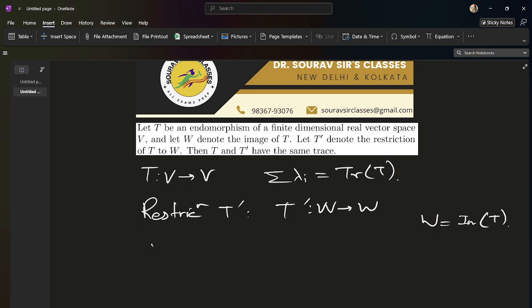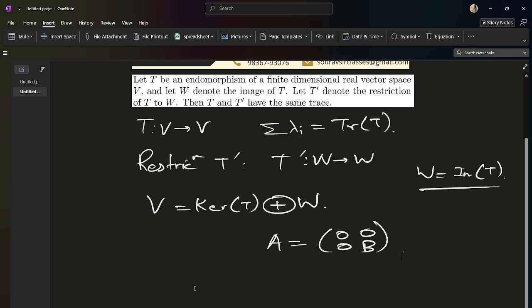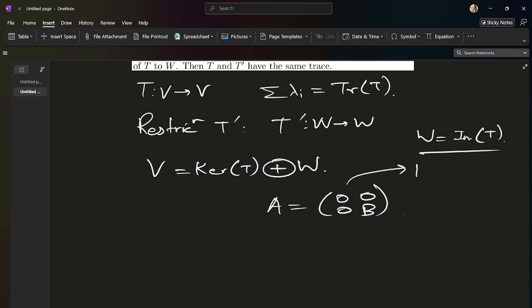The space V can be decomposed as the direct sum of the kernel of T and W, where W is the image of T. The matrix representation of T with respect to a basis aligned with this decomposition has the following block form: A looks like 0 0 0 and B, where the 0 block corresponds to the kernel of T and B is the matrix representation of T', the restriction of T to W.